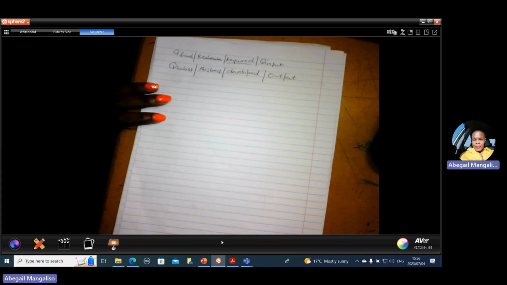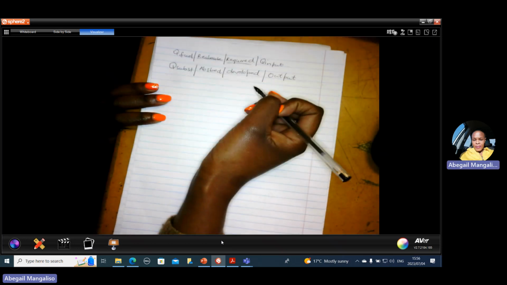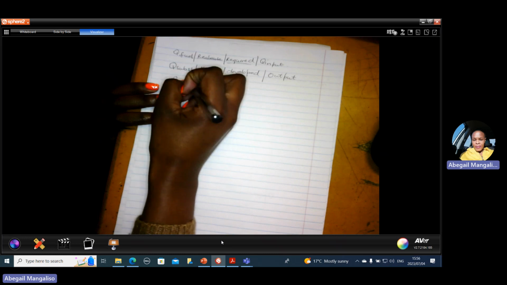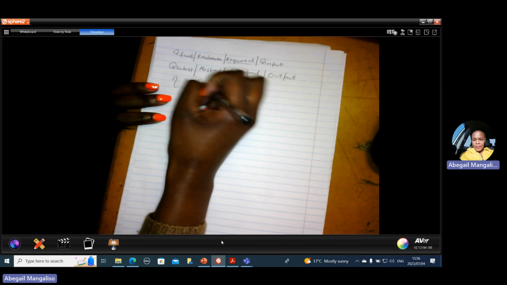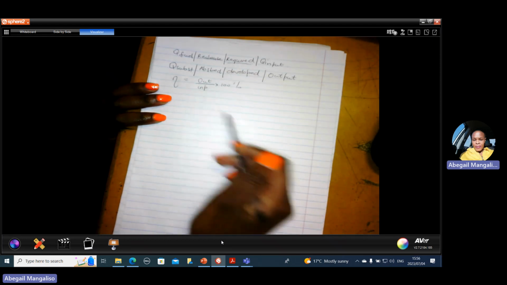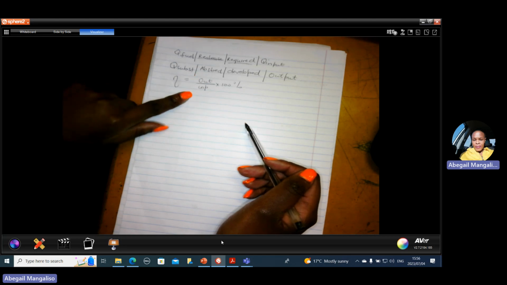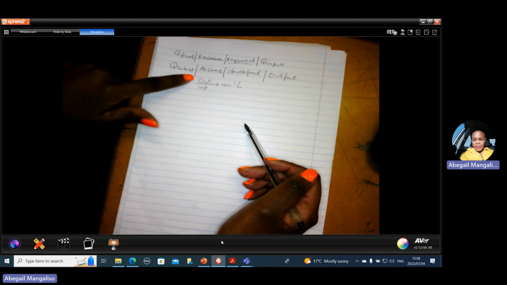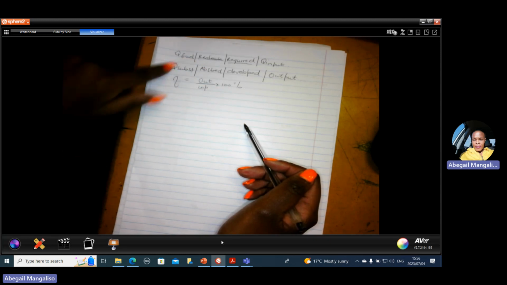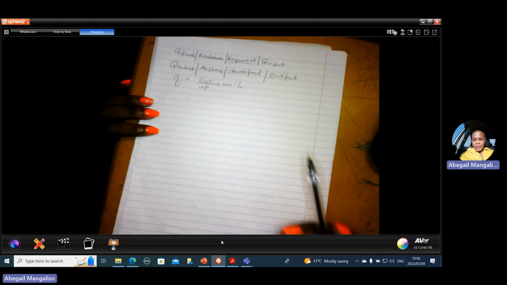If there are any losses, losses are expressed in terms of percentage. So we use the symbol η for efficiency, which is equal to the output over the input multiplied by 100. This is a general formula. It doesn't say output power. If we want to calculate efficiency between the heat, it will be Q out over Q in. If it's between the power, it's P out over P in. It is the output of whatever you are calculating over its input.